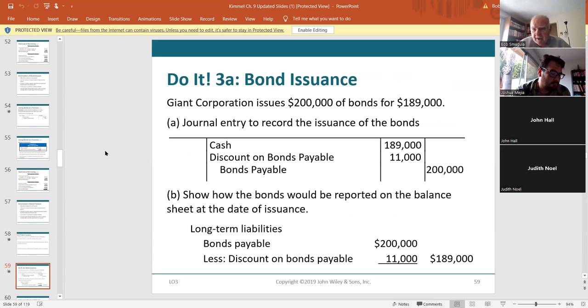How much do we have to pay back at the end of the years? At the end of the period, the whole 200,000. So we only received $189,000, but we have to pay back two bills, okay? And notice how they're reported on the balance sheet. Bond payable, less the discount equals the $189. I wish they would show this as the third line. This is called the face value of the bond. And that face value is going to change every time we amortize something.